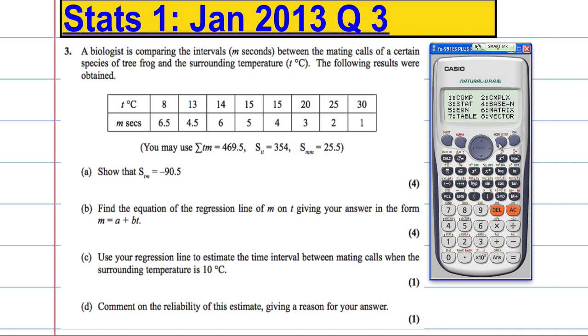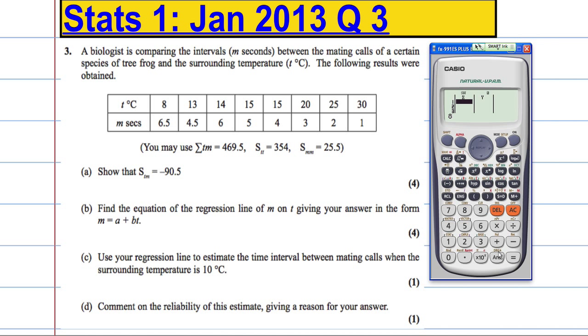So I want to put it in mode, and I want it in statistics mode. And I'm not doing single variable, we're doing linear regression, so a plus bx, option 2, we're going to enter our values. The independent variable x is going to be the temperature. Temperature is independent of the intervals.